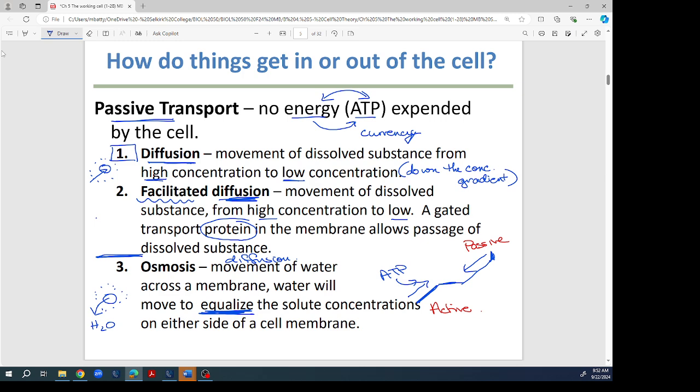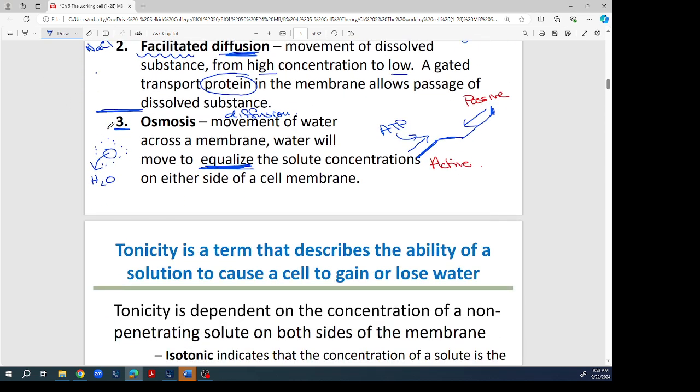So oftentimes we have the two working together. This would be the salt diffusing in and the water moving via osmosis out, for the same reasons, this idea of a concentration gradient. And again, all of these happen in a passive process without any energy expended by the cell.